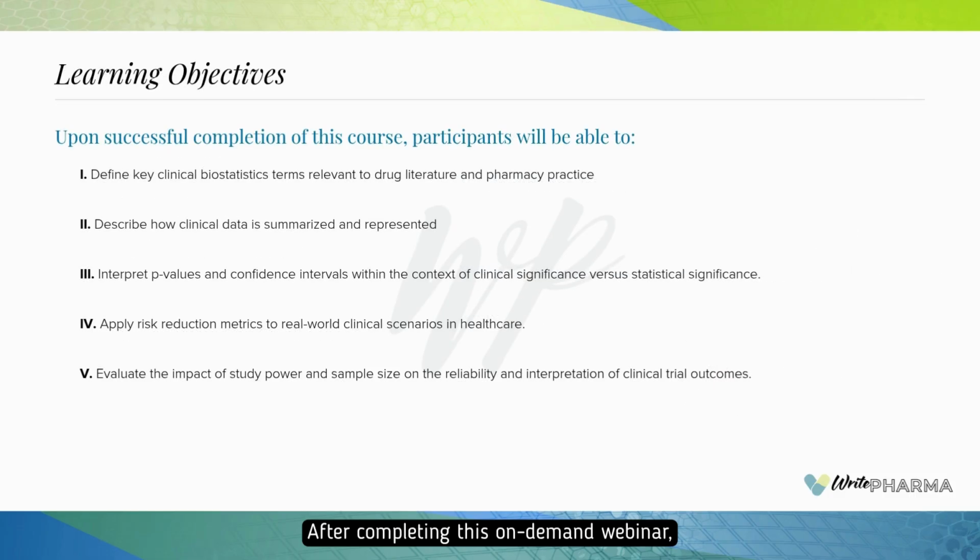After completing this on-demand webinar, you will be able to define essential statistical terms in the context of drug evaluation, differentiate between types of data and understand how clinical data is represented, interpret p-values and confidence intervals, evaluate real-world clinical studies using risk ratios and absolute risk metrics, and understand how study power and sample size impact reliability. Each of these statistical skills is foundational to the clinical decision-making process across practice settings.